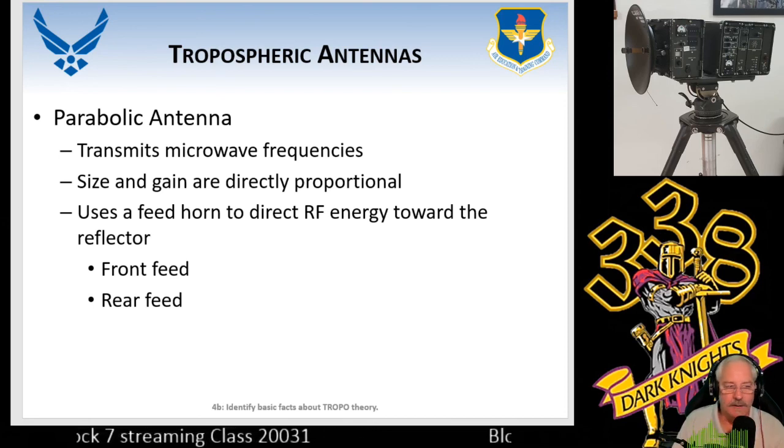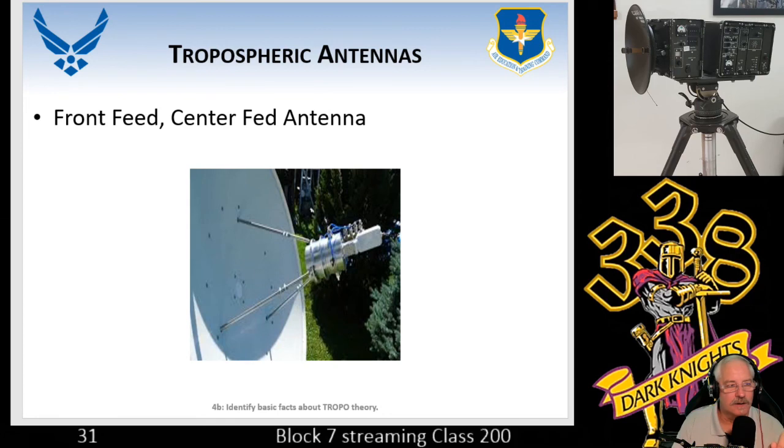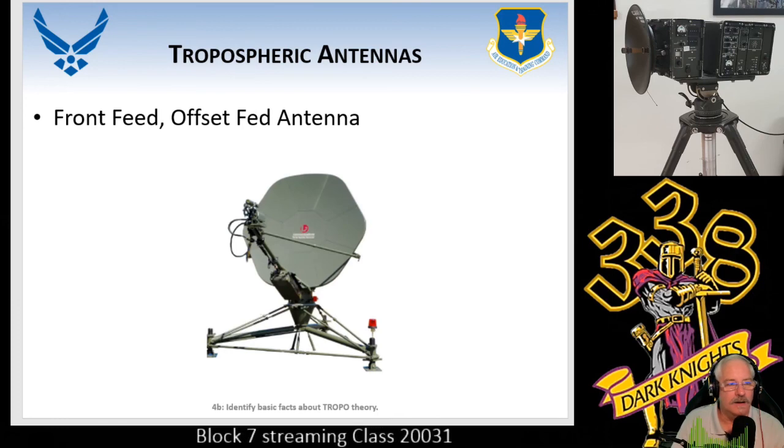We use two different types. We have a front feed and rear feed. Parabolic is normally the front feed. It has a center fed or offset. We have a rear feed, with two different types, a Cassegrainian and a Cutler. Let's take a look at those. So here's the front feed, center. You can see it's pretty darn close to the front. And then you have an offset.